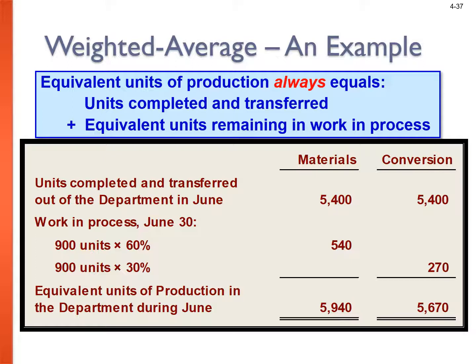So equivalent units of production always equals those completed and transferred during the period of time you're looking at, and the equivalent units remaining in work in process, which is taken by the number of actual units still being produced times the percentage of completion with regards to direct materials and conversion costs. Add those two together.